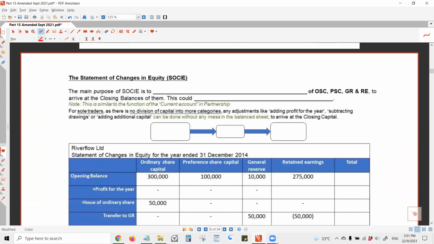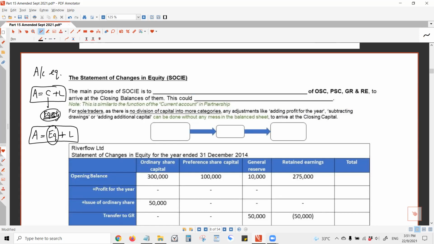Okay, you still remember the accounting equation? The accounting equation is A equals C plus L. Agree? And capital means the same as equity. But only for company accounting, you use the word equity instead of capital. So that also means we can substitute the C with equity to become A equals equity plus L.